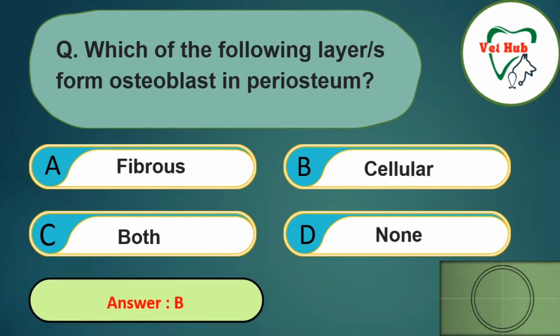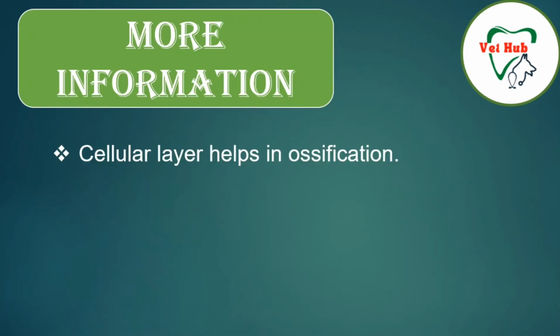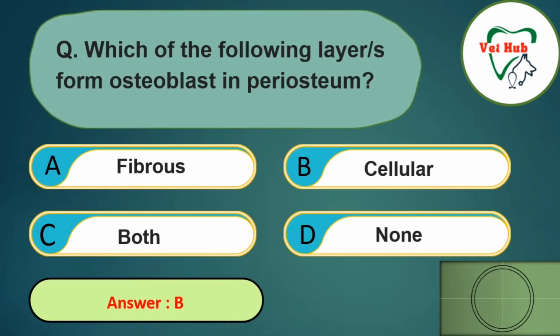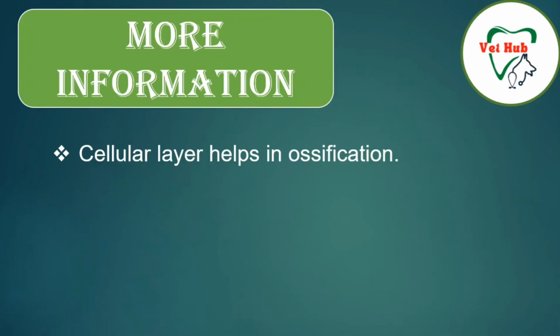And the correct answer is option number B, cellular layer. Cellular layer forms osteoblasts that help in ossification of the bone.